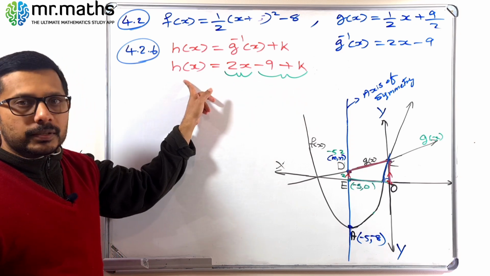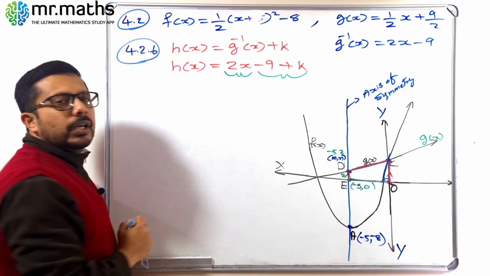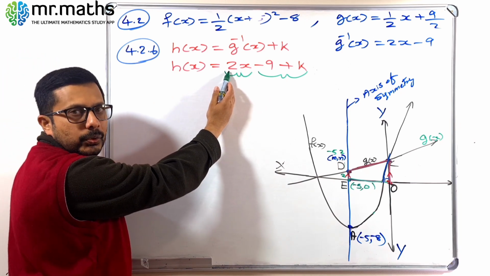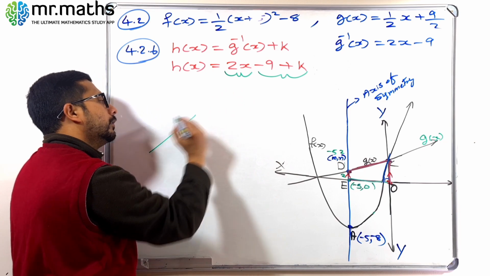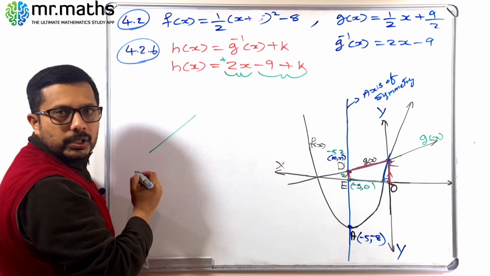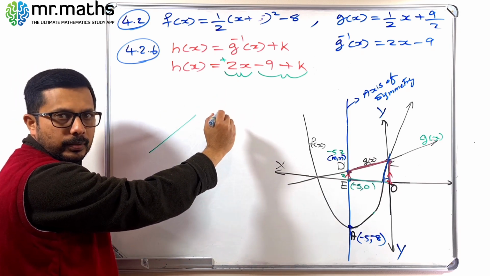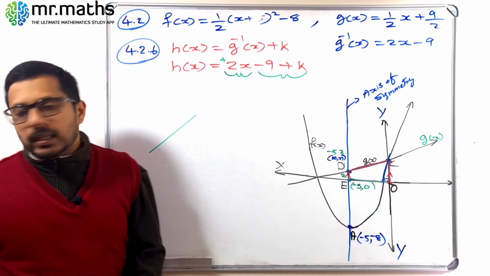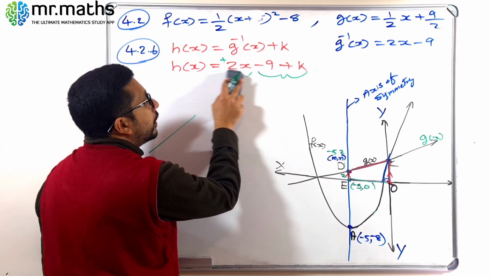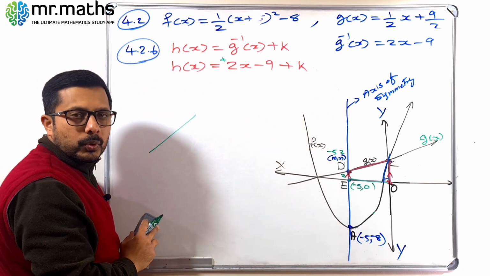Okay, h of x. So in this linear graph, what is the gradient? The gradient is this 2, positive 2. So it means that the line is like this. If the gradient is positive, it is an increasing straight line. Am I right? So this h of x is an increasing straight line with gradient positive 2. Don't forget that the gradient is positive 2.